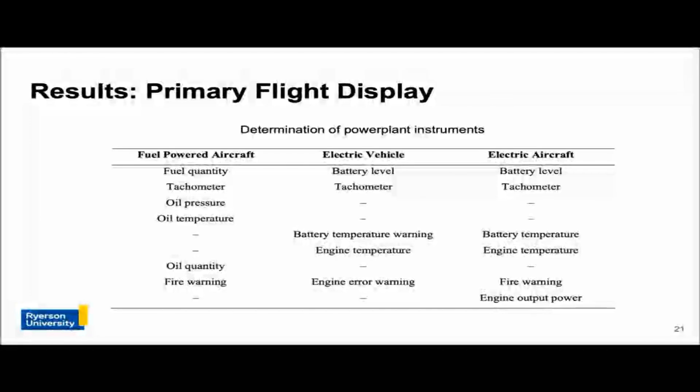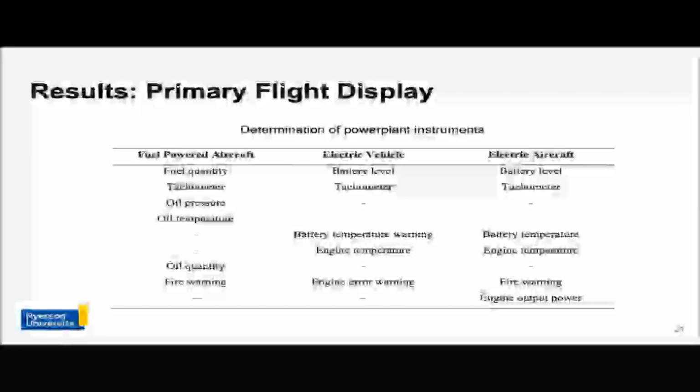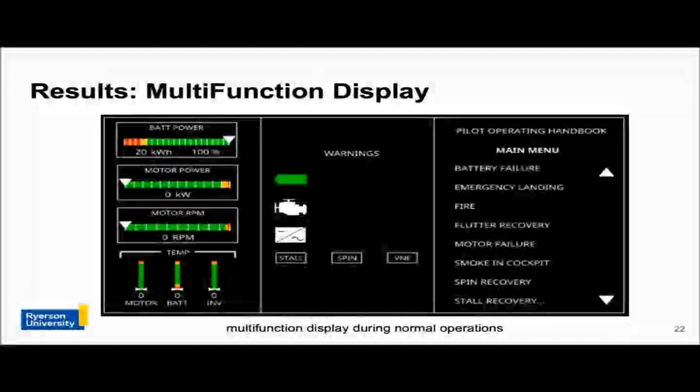The instruments were selected by comparing fuel-powered aircraft and electric automotive vehicles, which are the 2 most similar technologies available today. Instruments used on each type of vehicle were used to estimate necessary ones for the electric aircraft, as shown in this table. In the center of the screen is the warning display.